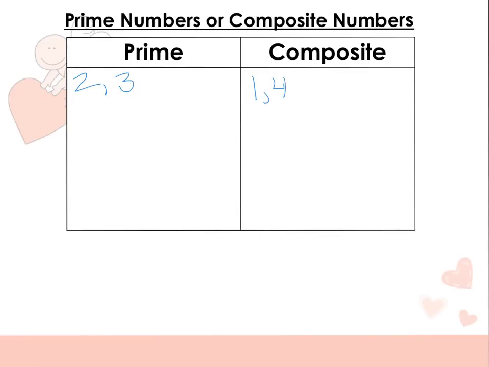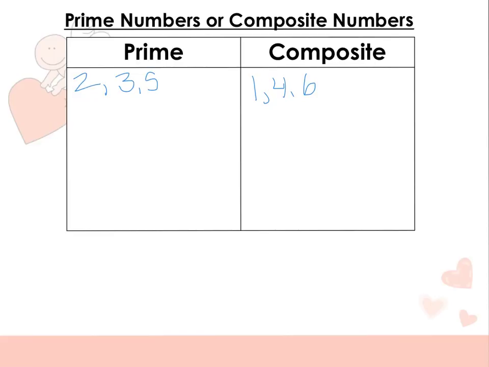4 is composite because you have 1 times 4 and 2 times 2. So you have more than two numbers that give you an answer of 4. Keep going. 5 is prime. All even numbers, except for 2, are considered to be composite.